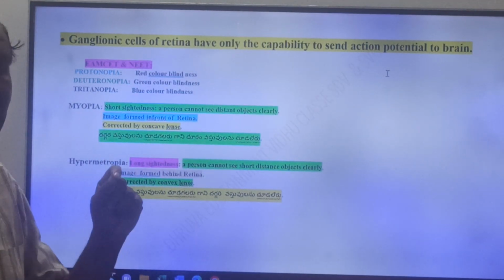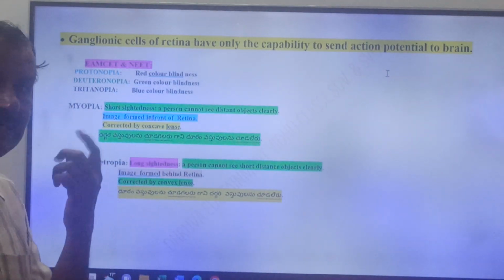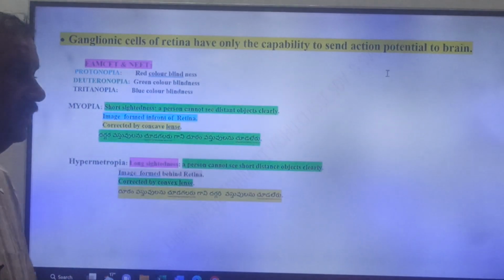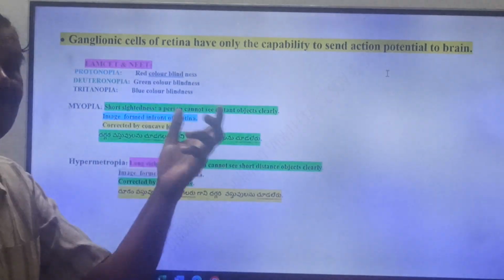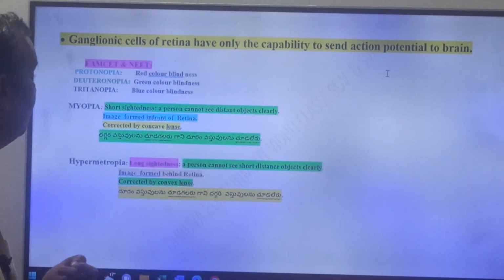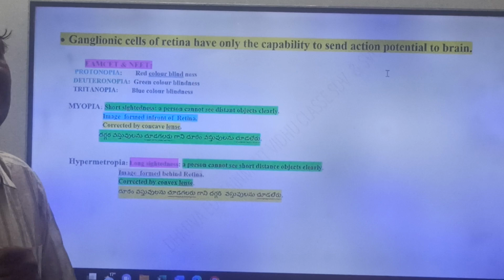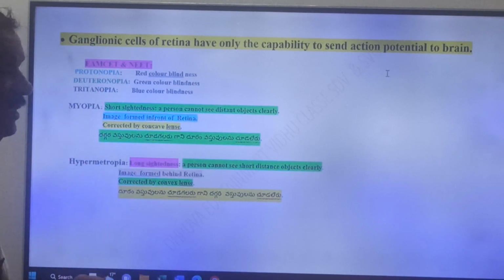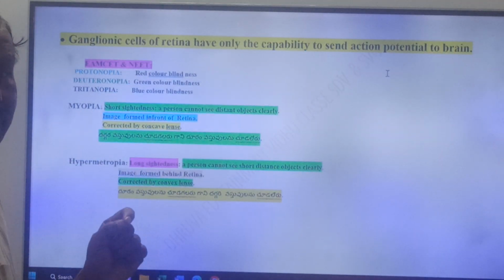See friends, what happened in the myopia? Image is formed in front of retina. So because of that, they can't see distant objects. This myopia is corrected by concave lens. Friends, this is for MCET and NEET. Myopia is corrected by concave lens.